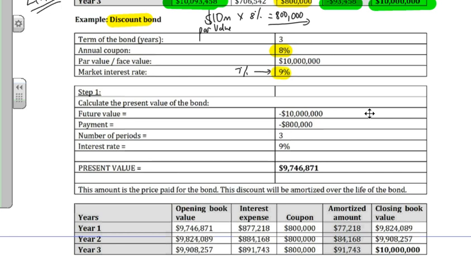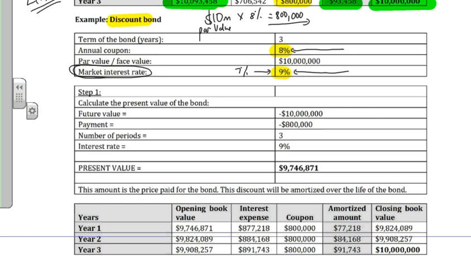Because the market should pay how much? Per the market, how much should the bondholder receive? 9%. How much is he going to receive? Only 8. Why would a bondholder, an investor, agree to receive a little bit less? And the reason is because he's going to pay less. How much less? Well, let's do the calculations.